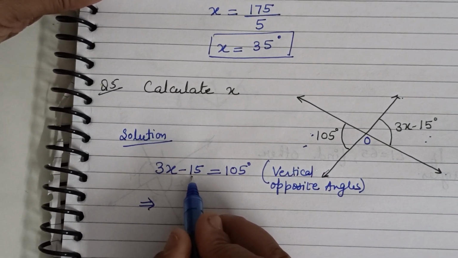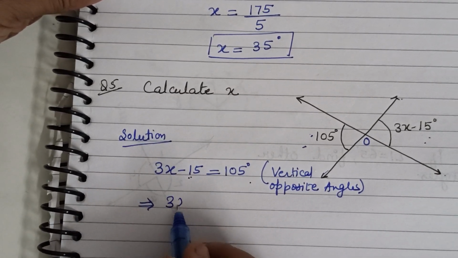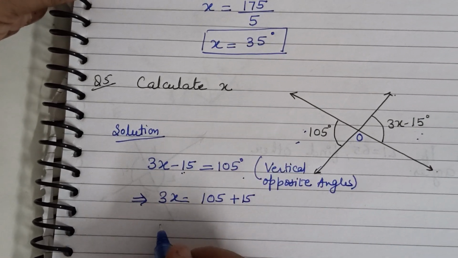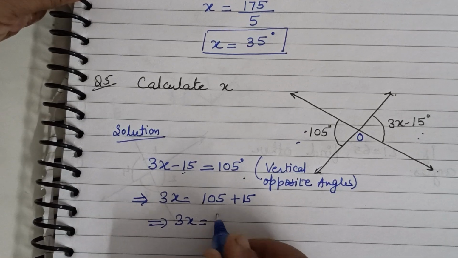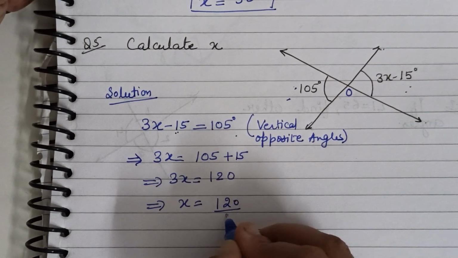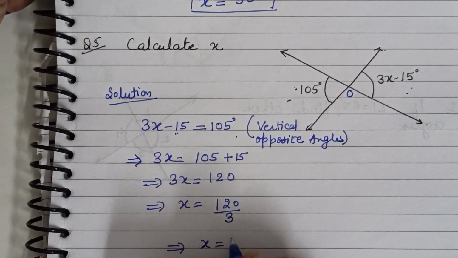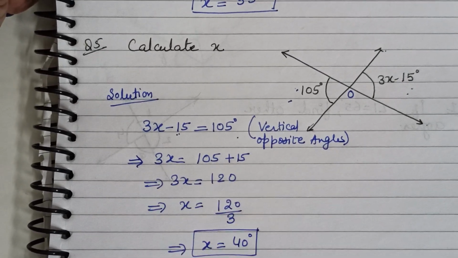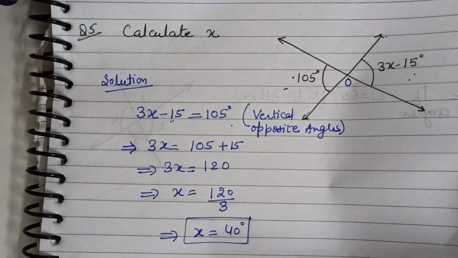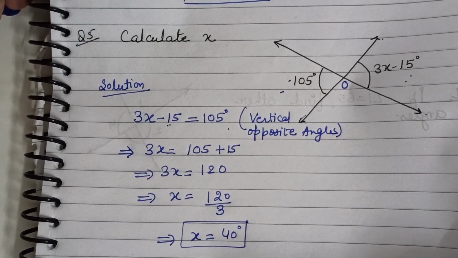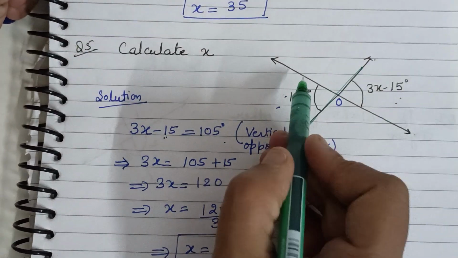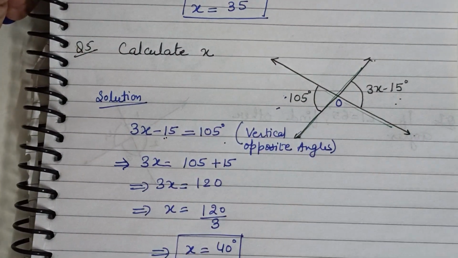Now transpose this 15 from left hand side to right hand side. As before 15 the minus sign is there, on the right hand side it will become plus. So 3x equals 120. So x equals 120 divided by 3. So x equals what are you going to get? 40 degree. So it is quite easy to calculate. For vertical opposite angles, you have to remember the English alphabet X. You all can see this is in the shape of X, right? You can see this is X.